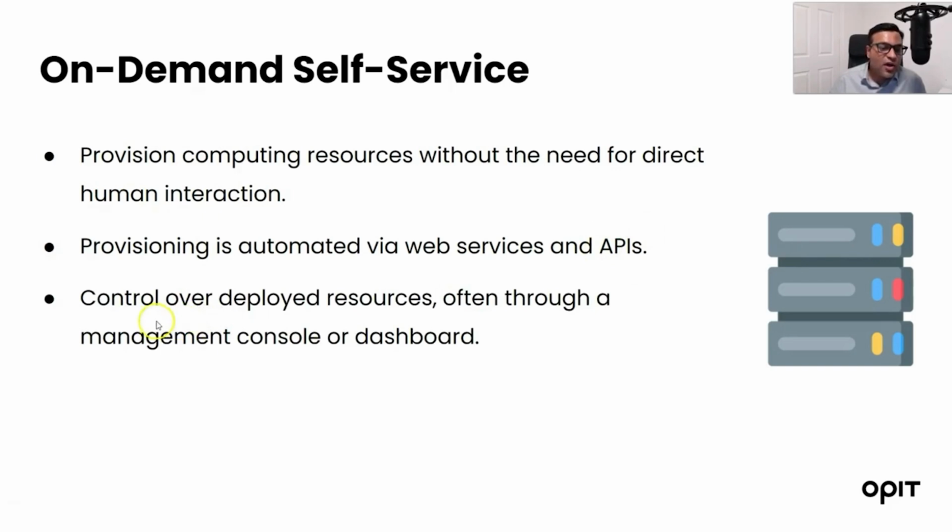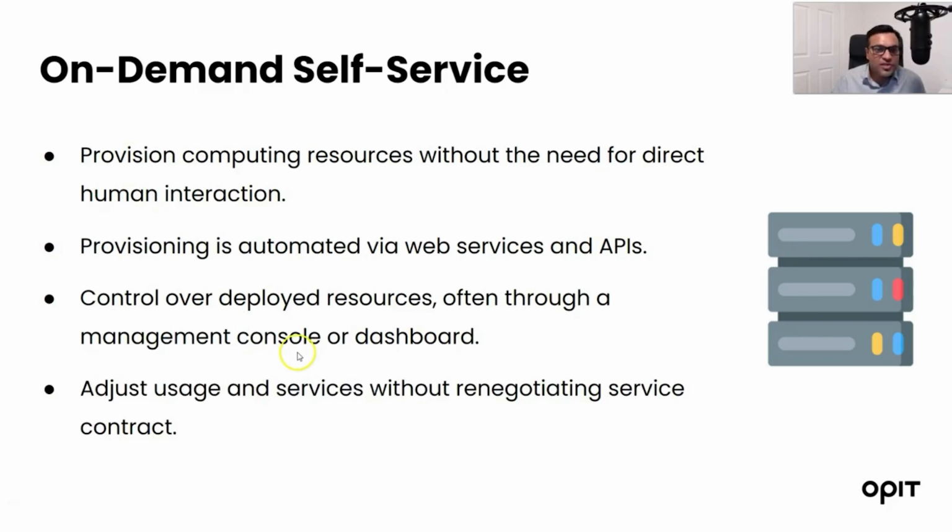The next thing is how do you control your deployed resources? This is often done via the management console. Any cloud provider which is out there gives you that management console where you can control how the applications work. Now you can adjust the usage of the service, but there is no need to renegotiate a contract. So in any cloud computing environment, there are no fixed contracts like you have to use this much computing power. No, it's not like that. You can adjust what you want.